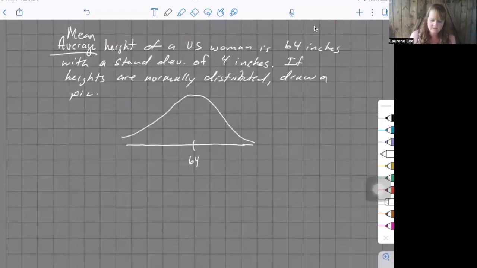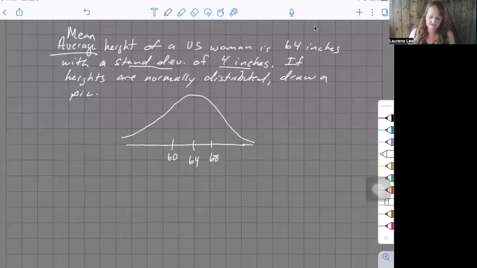The standard deviation is 4 inches. So that's where my points of inflection are, 4 away on either side. That means it's going to be 68, and this is 60. You can label however many of these you want. You can go another 4 up and another 4 down. It doesn't matter, but that gives us a grid for where the bulk of the information is. Because of the empirical rule, I know that 68% of the US women will be between 60 and 68 inches.